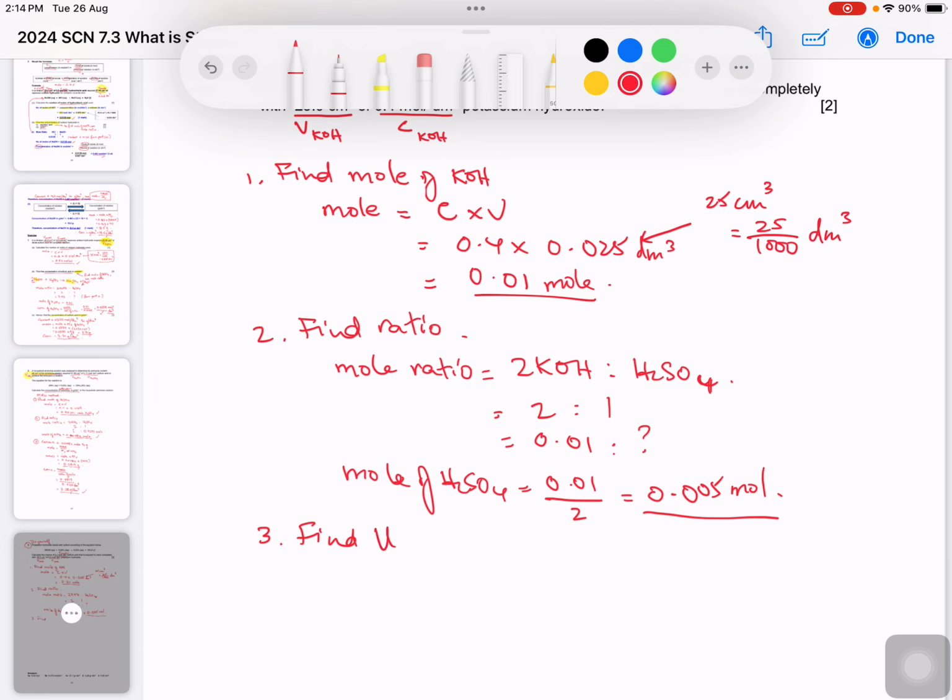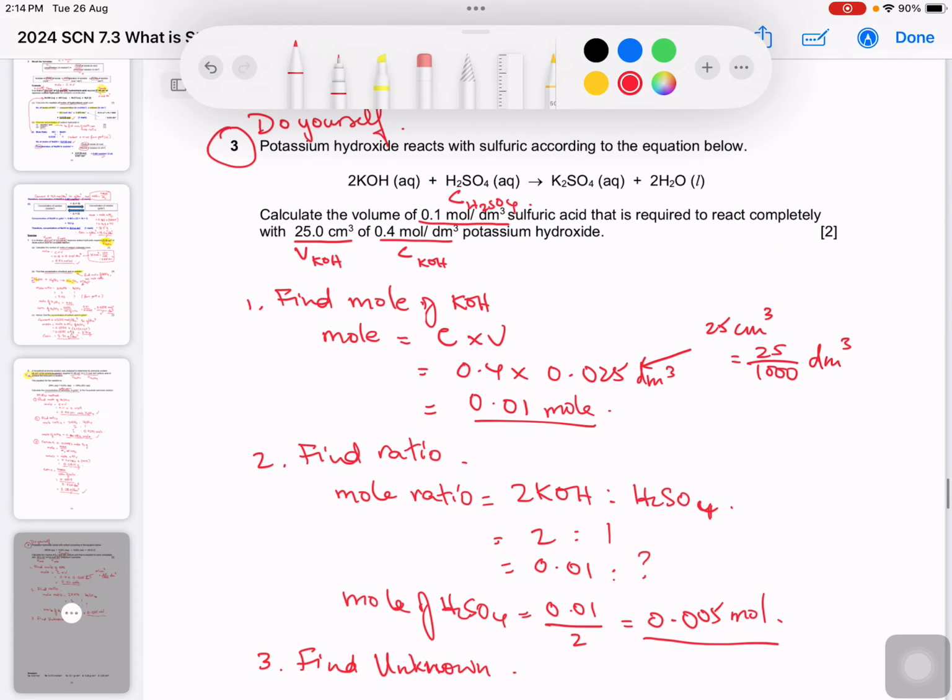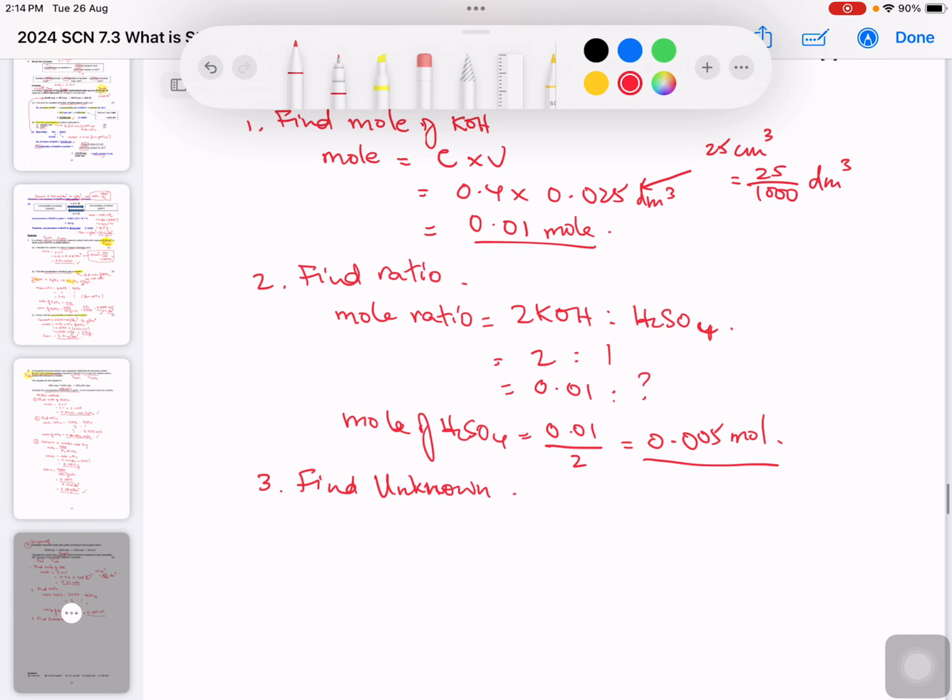And our unknown is volume. You want to find volume of sulfuric acid. Okay, so we know mole of sulfuric acid. So we know mole. What is the formula that connects mole and volume? It will be concentration times volume.